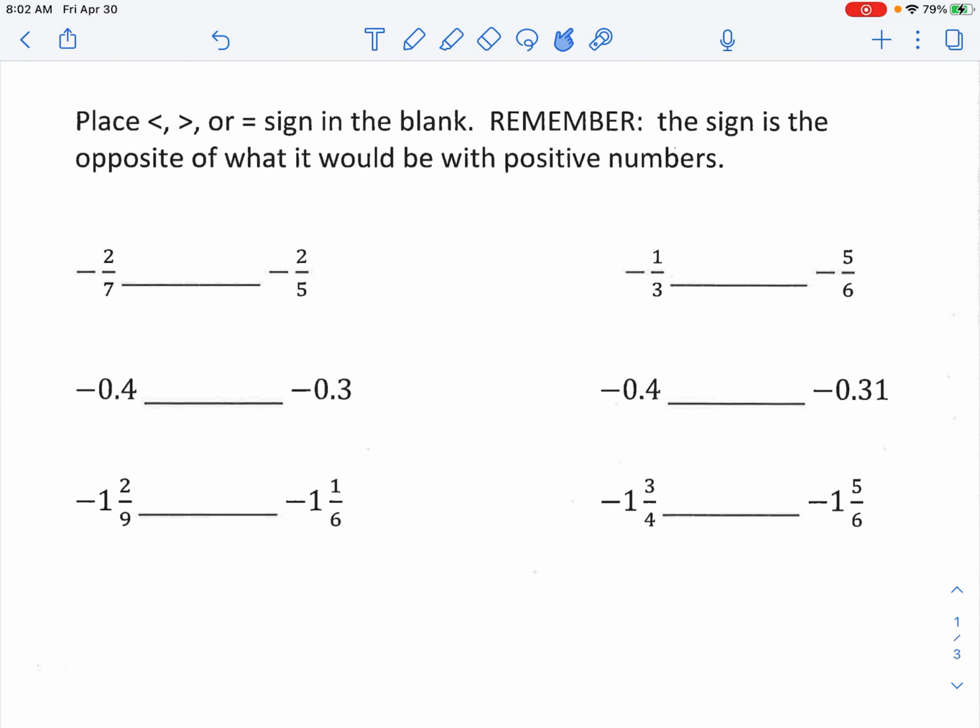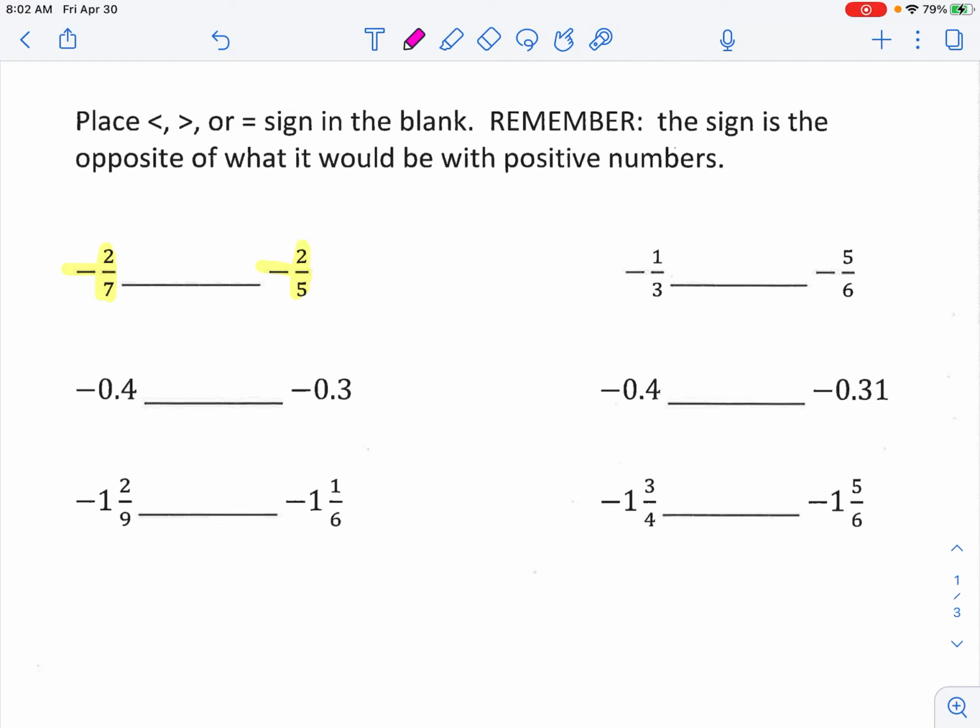Place less than, greater than, or equal to sign in the blank. Remember, the sign is the opposite of what it should be with positive numbers. So first of all, let's take a careful look. We've got a -2/7 and a -2/5. Both numbers are negative and they have different denominators.